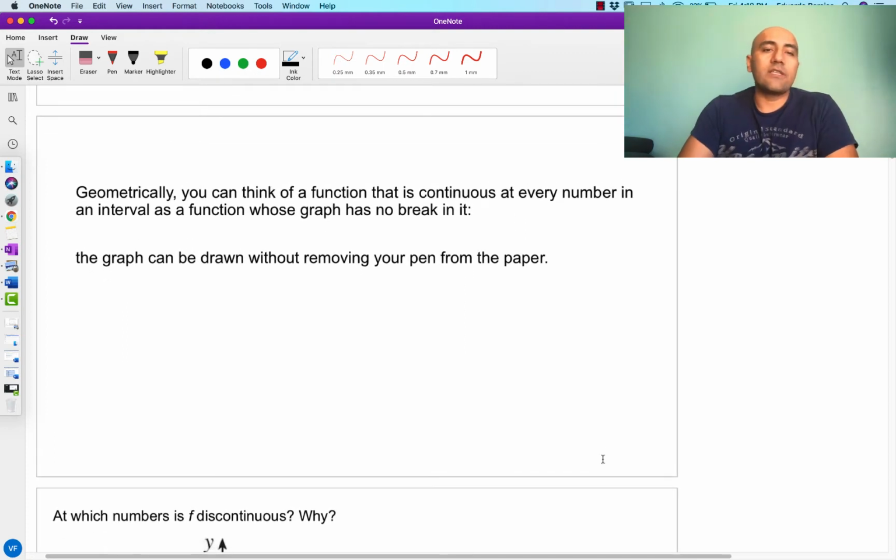So geometrically, we can think of a function that is continuous at every number on an interval as a function whose graph has no breaks in it. The graph can be drawn without removing your pen from your paper.